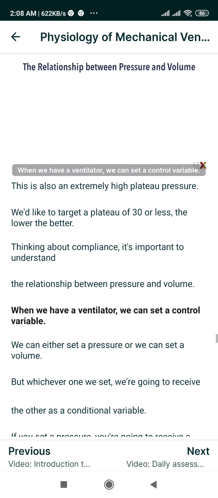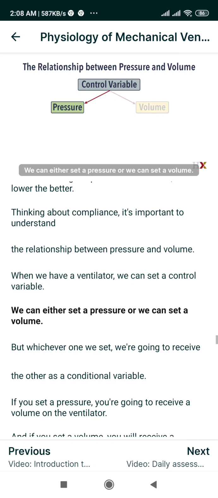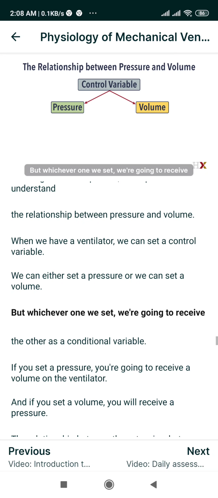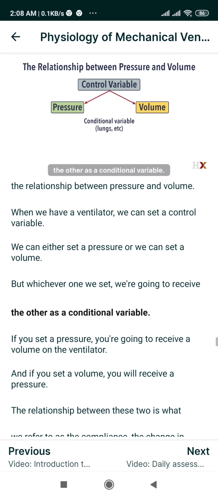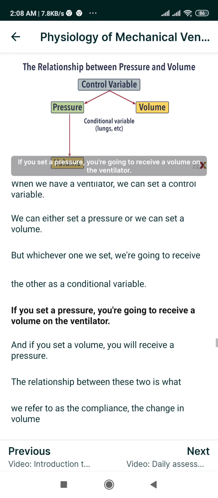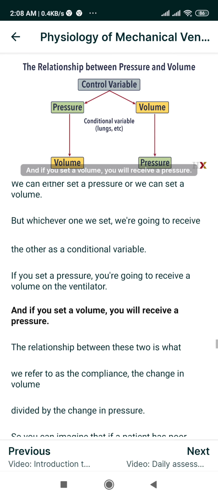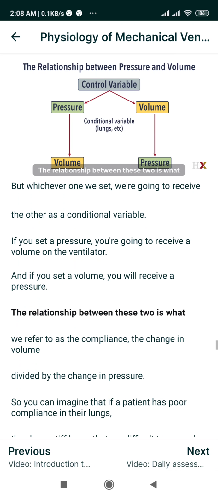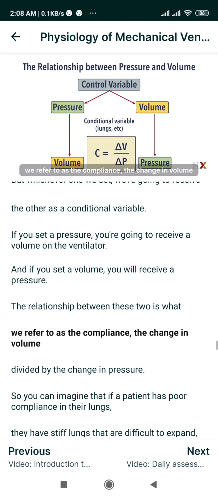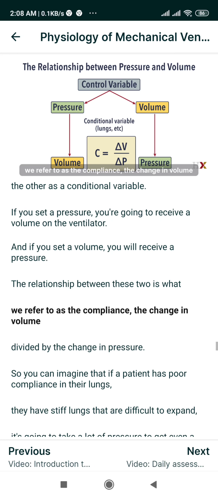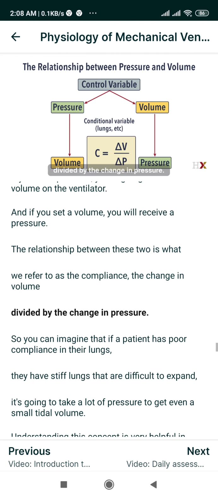Thinking about compliance, it's important to understand the relationship between pressure and volume. When we have the ventilator, we can set a control variable. We can either set a pressure or we can set a volume. But whichever one we set, we're going to receive the other as a conditional variable. If you set a pressure, you're going to receive a volume on the ventilator. And if you set a volume, you will receive a pressure. The relationship between these two is what we're referring to as the compliance. The change in volume divided by the change in pressure.